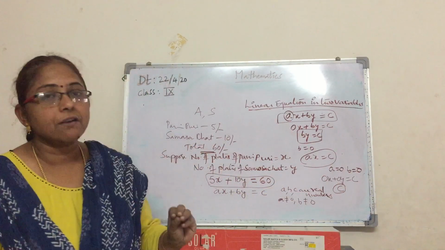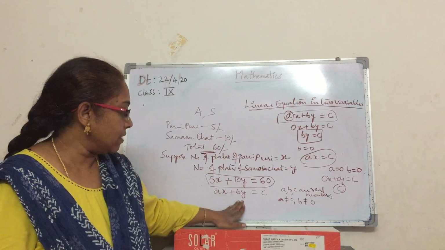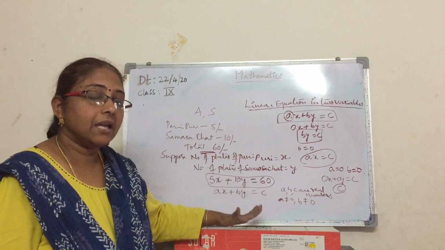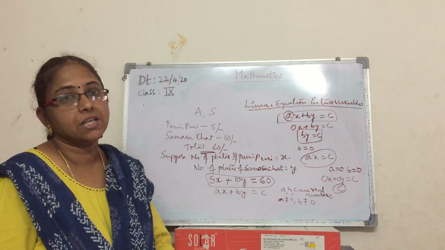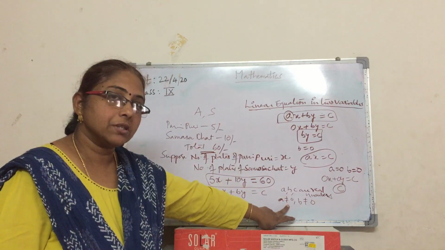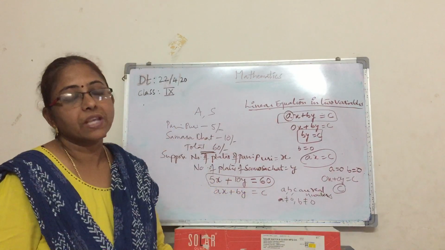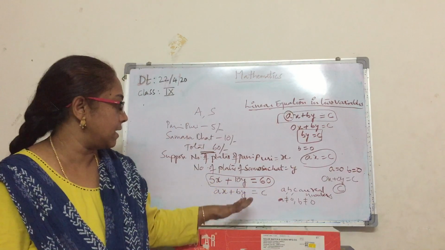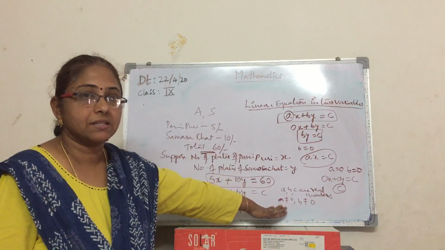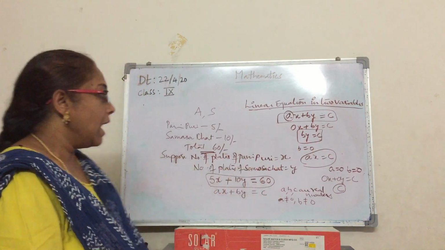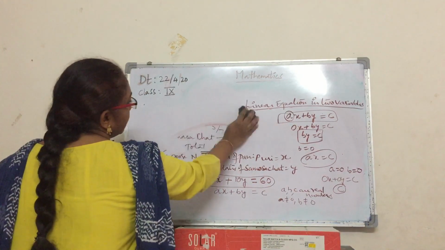So the general form of a linear equation in two variables is ax plus by equal to c, where a, b, c are real numbers, and the important condition is that a is not equal to 0 and b is also not equal to 0. Is it clear, children, how to write the general form of a linear equation in two variables and what the condition is? Okay. Now we will discuss how many solutions there are.